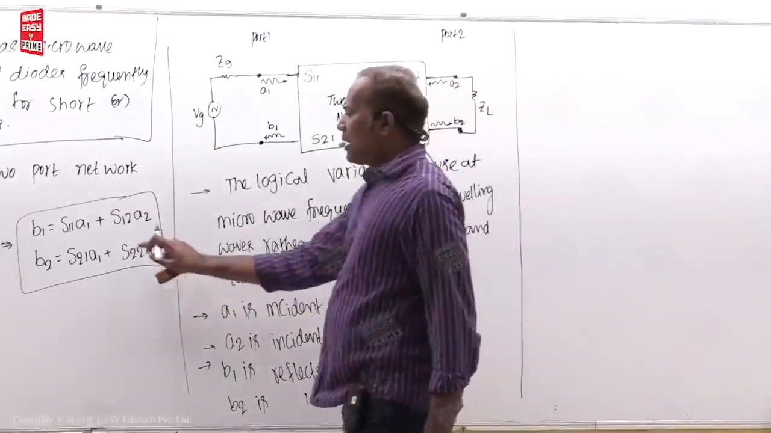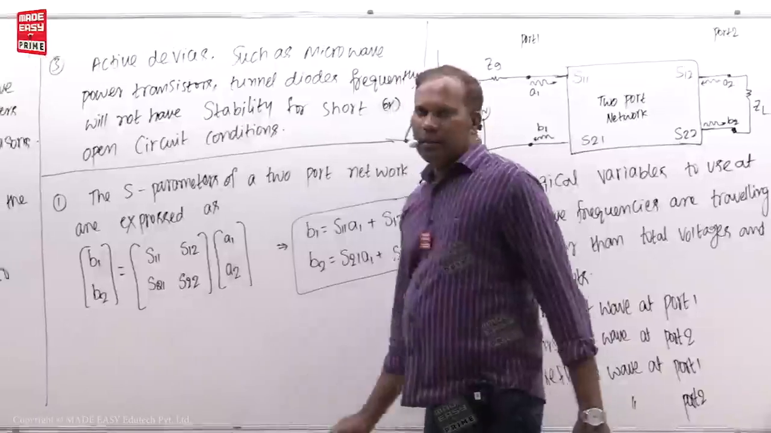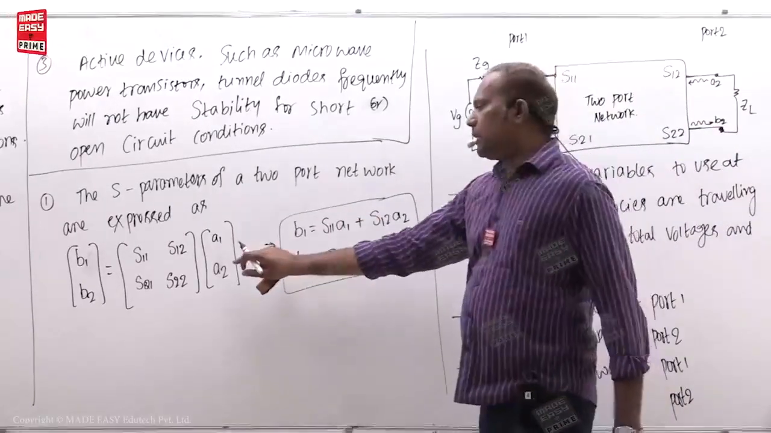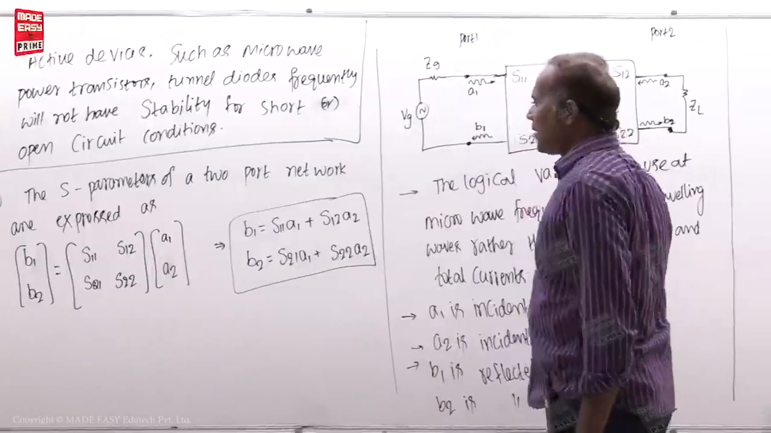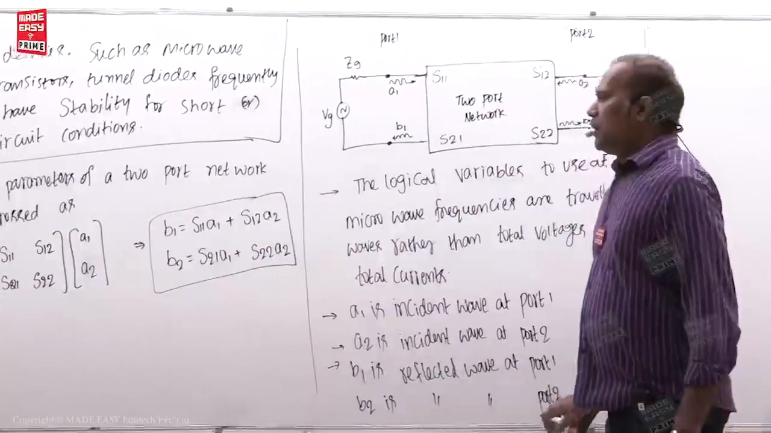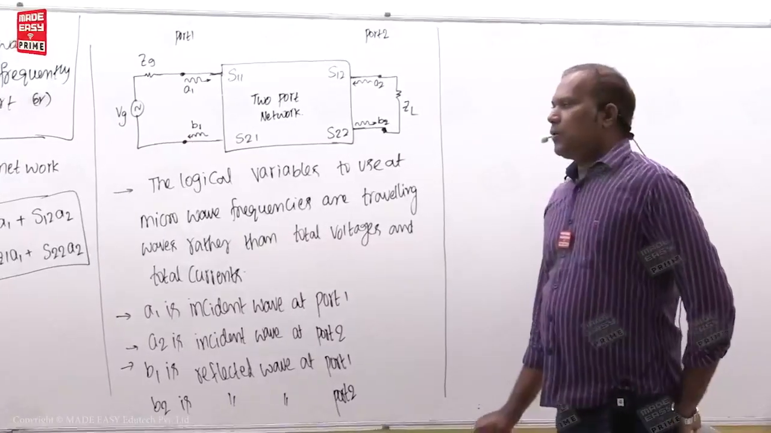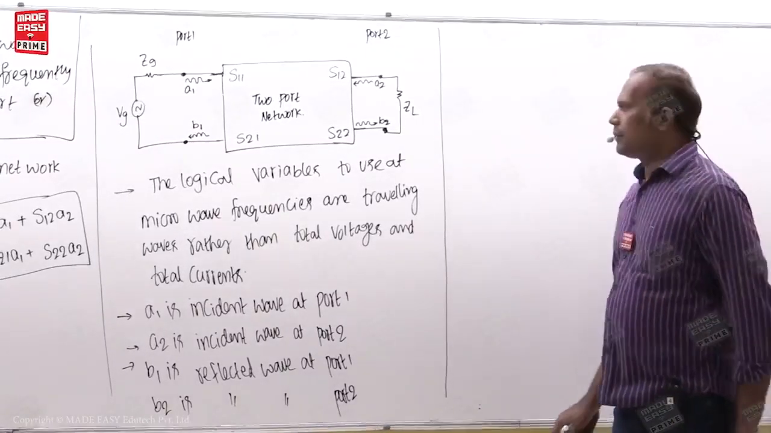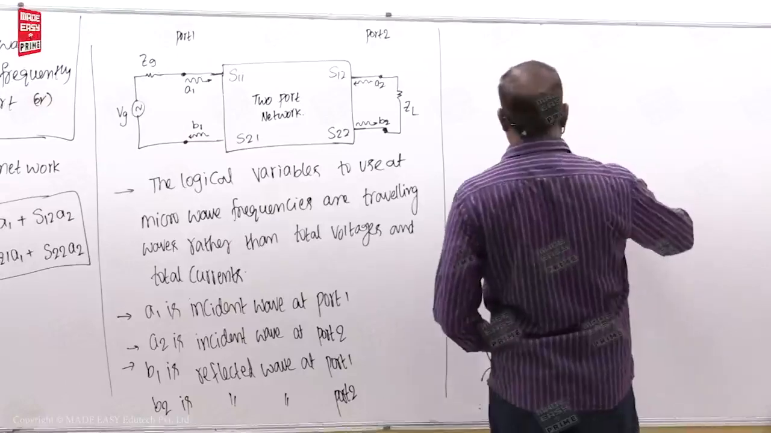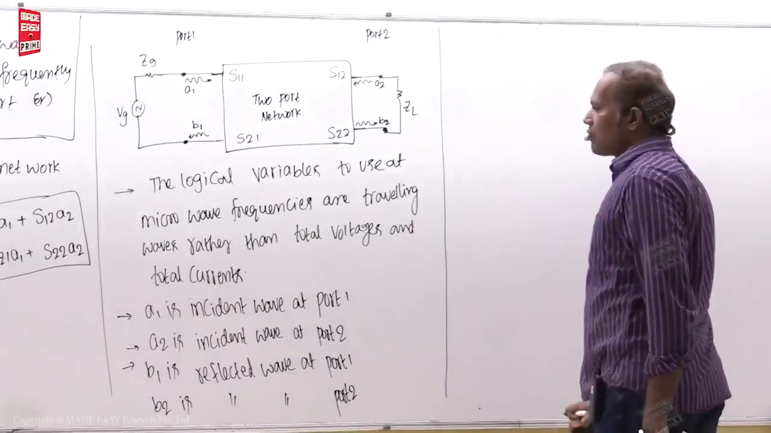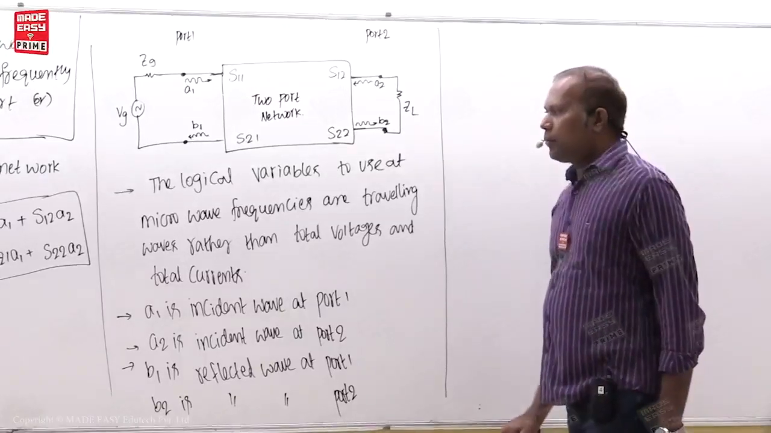You remember this one, or otherwise you may remember this one. Any one of them you remember. In matrix form, you multiply them, you get like this. It is better you remember the matrix form. So B1, B2 is equal to S11, S12, S21, S22 times A1, A2. Right. Now let us define what S11 is, what S12 is.